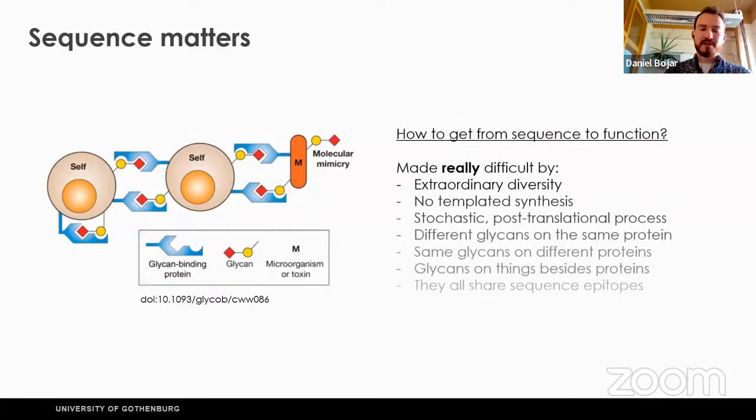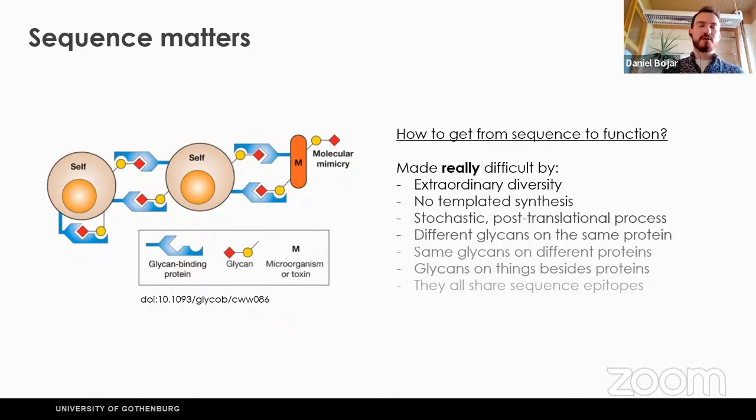So the sequence matters, but the problem is how to get from the sequence to the function. And the difficulty really here is that not only are glycans super diverse, but they're also hard to work with, both experimentally as well as computationally. For all of these and probably more reasons, it's so challenging for most researchers to incorporate glycans into their research.